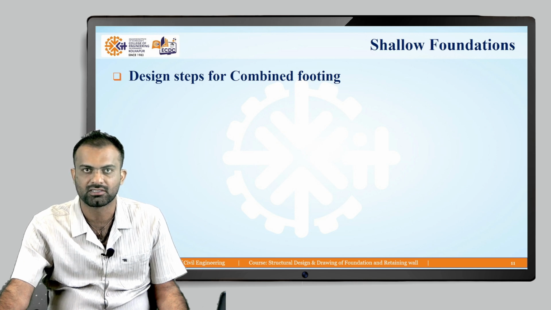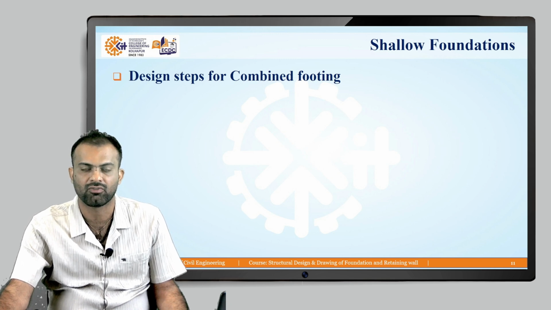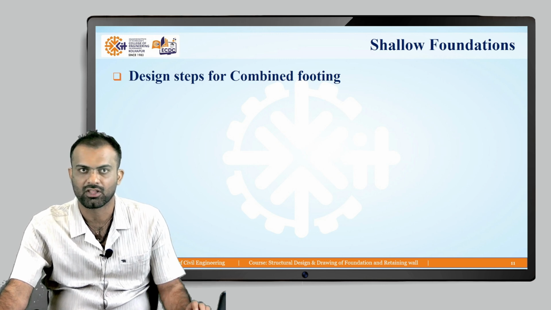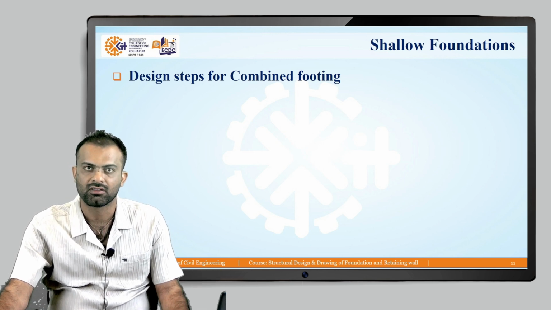In the previous class, we discussed the IS 456 recommendations for designing shallow foundations. Now, in this class, we are going to discuss the design steps we have to follow to design a combined footing, whether it's a triangular, rectangular or trapezoidal footing. The only difference is we have to match the CG according to the shape of the footing. So let me take you through the design steps for combined footing.